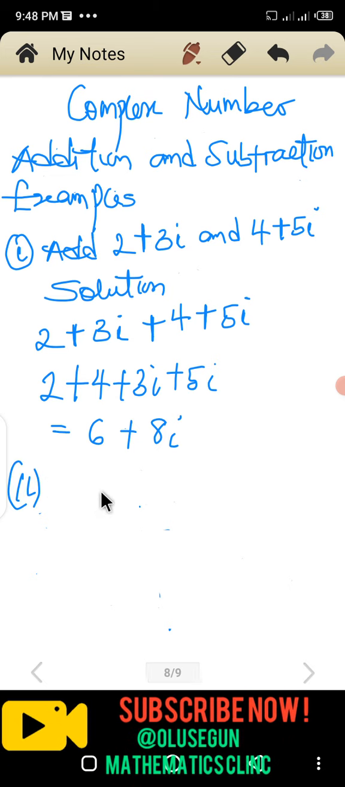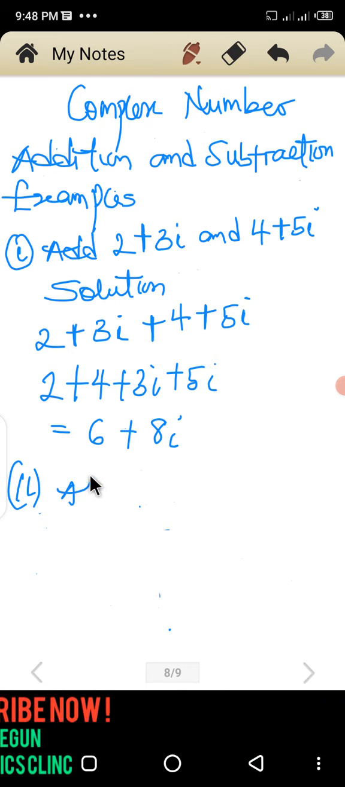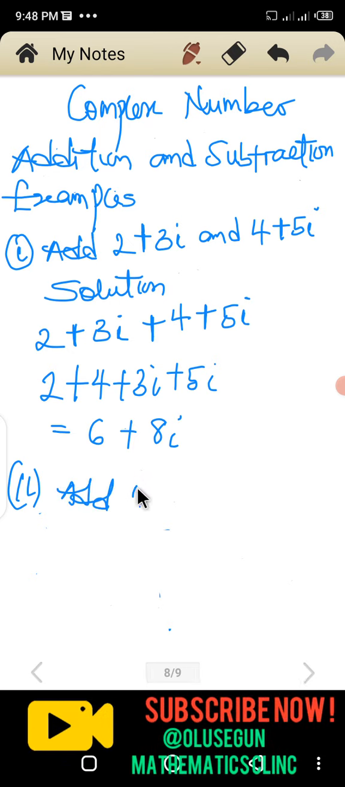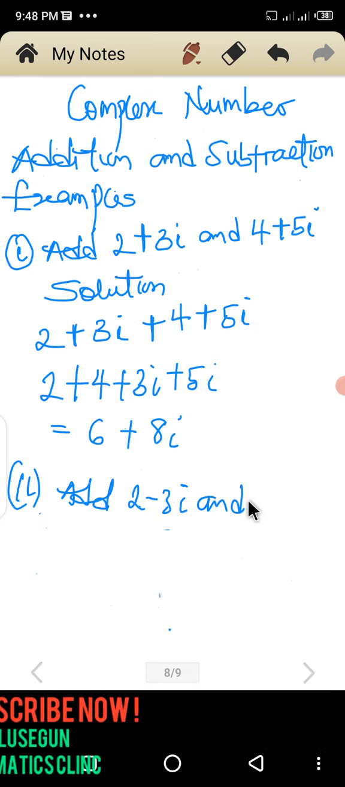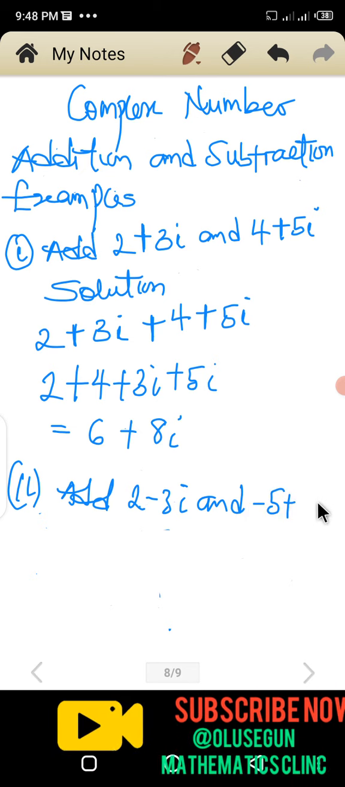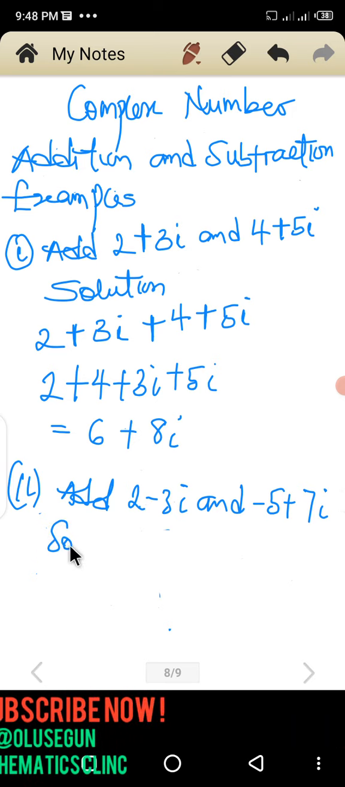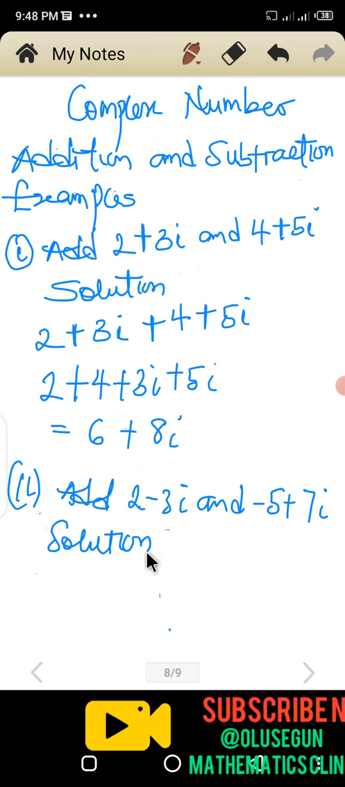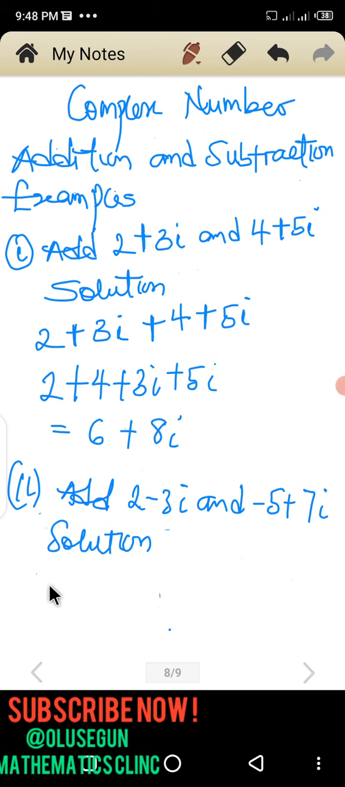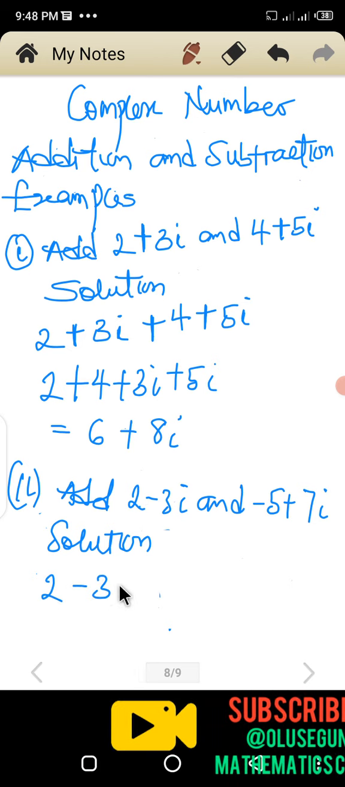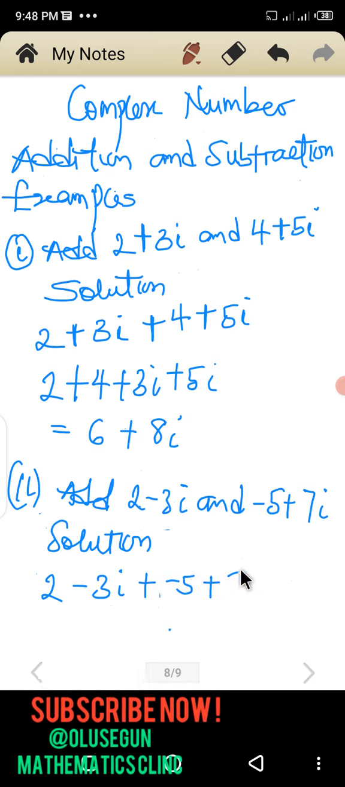Let's also solve another example which says add 2 minus 3i and minus 5 plus 7i. If you are to add this, according to what I said the other time, a complex number comprises two components, the real and the imaginary. You add the real together, and you also add the imaginary together.